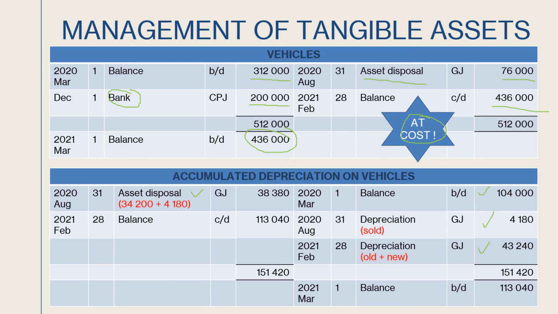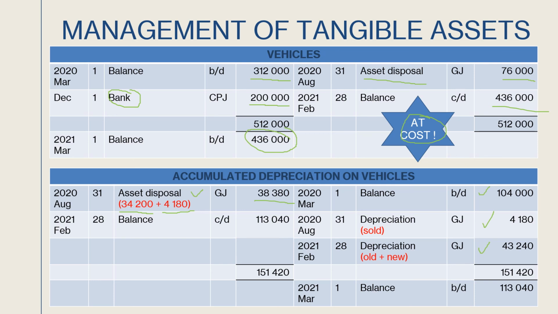Now for this, you need to remember this 34,200 was the accumulated depreciation at the beginning of the financial year. So we still have to add the extra depreciation, the extra 6 months' worth of depreciation that we had to make provision for. And that is going to give me this 38,380.